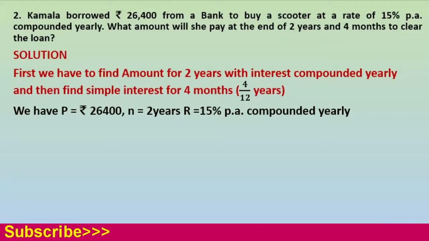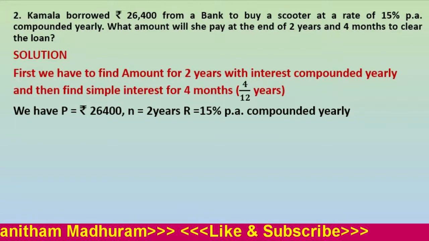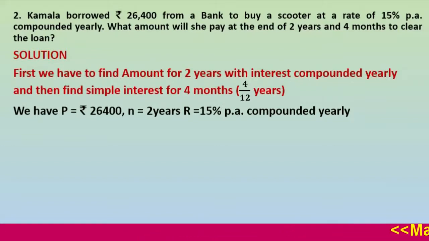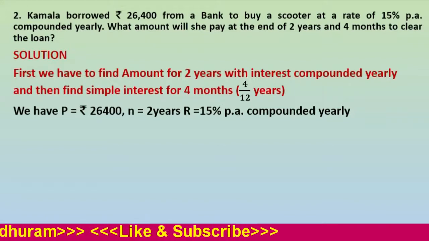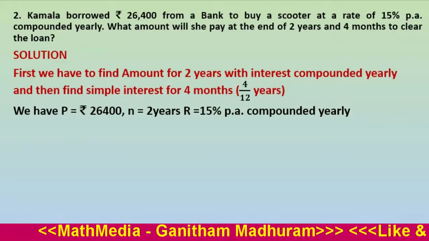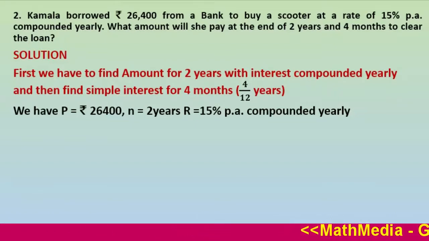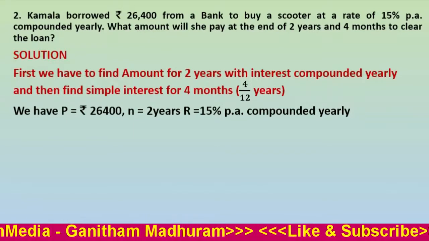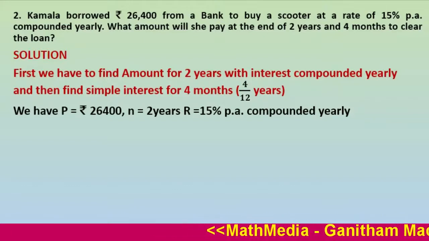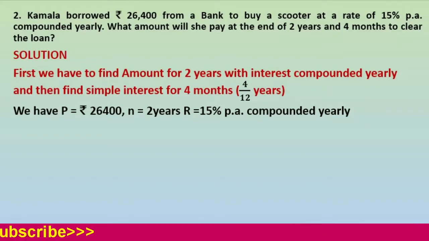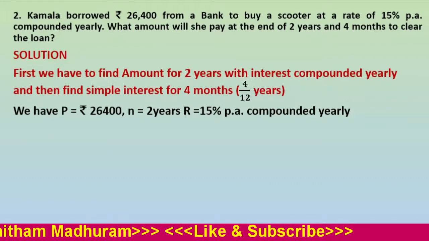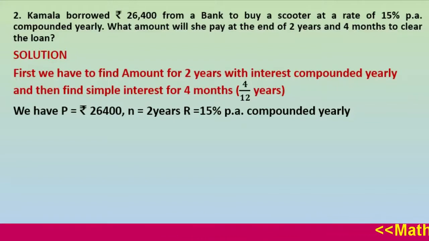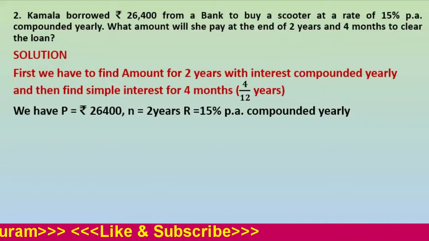So children, if we write 2 years and 4 months in the formula, it is difficult to solve. So we are solving it this way. First we have to find the amount for 2 years with the interest compounded yearly. That is the formula we are using, P into 1 plus R upon 100 raised to n. After that we have to find the amount for 4 months also. In that case we are finding the simple interest for 4 months. We can convert it into years, so 4 upon 12 years.